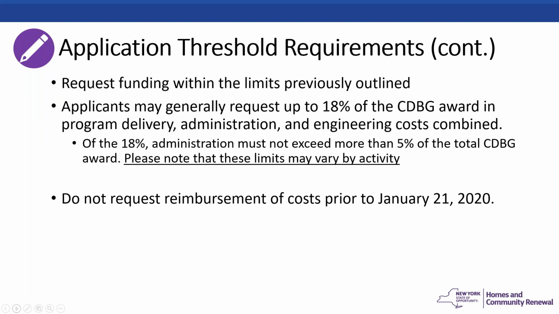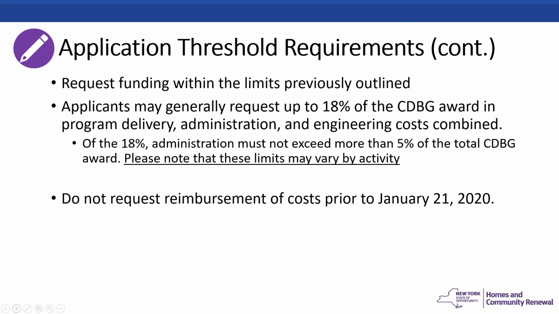Continuing with application threshold requirements, applicants must request funding within the limits previously outlined. Please look at these limits closely to determine how your community wants to strategically approach applying for multiple activities. Next, applicants may generally request up to 18% of the CDBG award in program delivery, administration, and engineering costs combined. Of the 18%, administration must not exceed more than 5% of the total CDBG award.